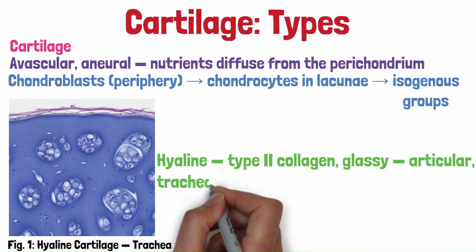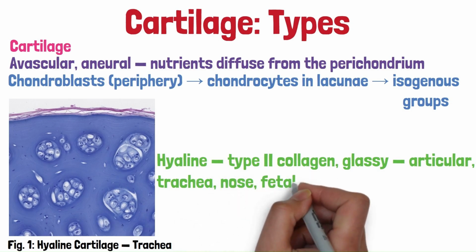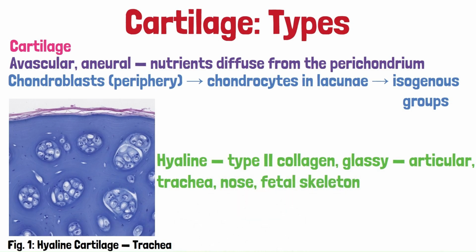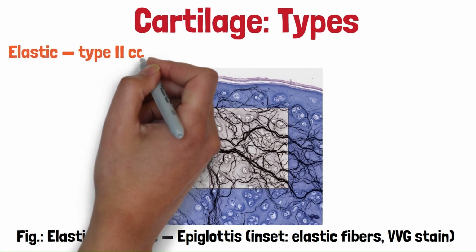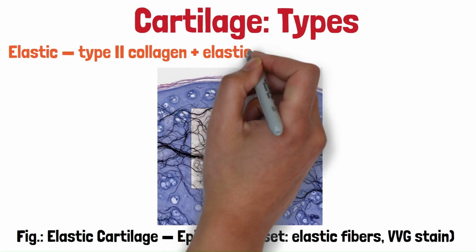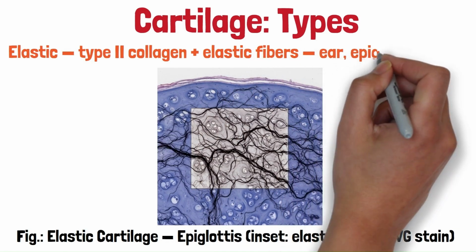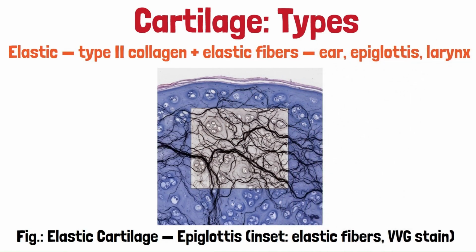You'll find it at articular surfaces, the trachea, bronchi, nose, costal cartilage, and the fetal skeleton. Elastic cartilage has that same type 2 collagen, but with a dense elastic fiber network added in. That's your external ear, epiglottis, and larynx.